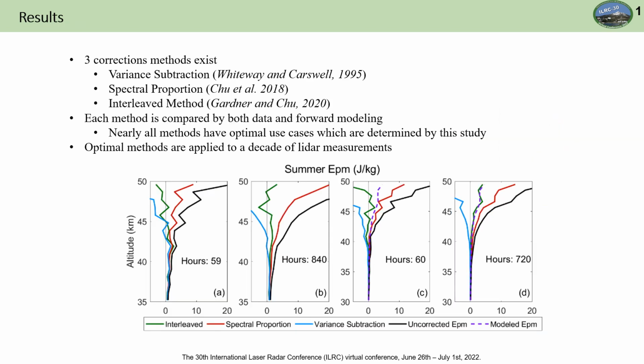The purpose of this study was to test out three different correction methods, the variance subtraction method, the spectral proportion method, and the interleaved method. This study compared each of these methods by applying them to LiDAR data, which was taken at McMurdo, Antarctica, as well as to a forward model, which is shown in the right two plots. It's clear that each of these methods yields very different results, and this study explores when each one should be applied, as well as the pros and cons of applying each method.